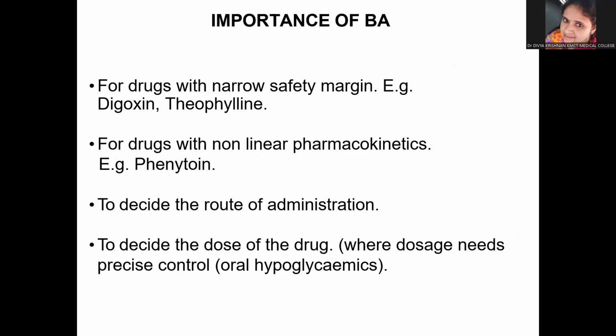If the absolute bioavailability is very less, we cannot prefer the oral route. We have to go for an IV route or other routes like sublingual route. And also we can sometimes use bioavailability to decide the dose of the drug. Like, for example, in the case of oral hypoglycemics and anti-hypertensive medications, we cannot keep on changing the brand. We have to stick to the same brand, because if we change the brand, it can bring about a change in the bioavailability, and that can affect the control of the disease. So this is about the importance of bioavailability.